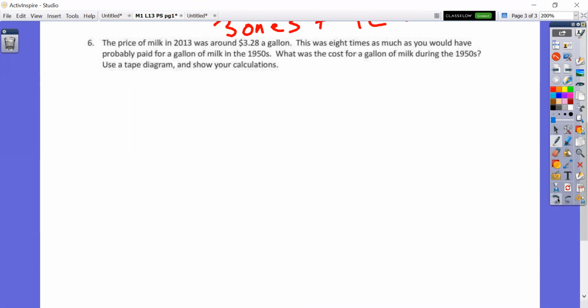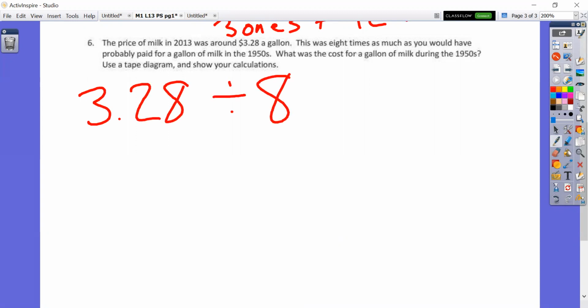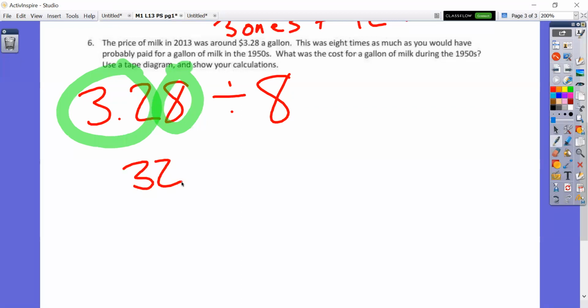It's saying that back in the past, it was 8 times less than what we pay right now. So we need to divide. So we need to find out what 8 times less than 3.28 is. So we're dividing that by 8, so we're looking for multiples of 8. 8, 16, 24, 32, 40, 48. And I see a 32, and then I see an 8, right? So I have 32, and that's in the tenths place, so it's 32 tenths, and then the 8 is in the hundredths.